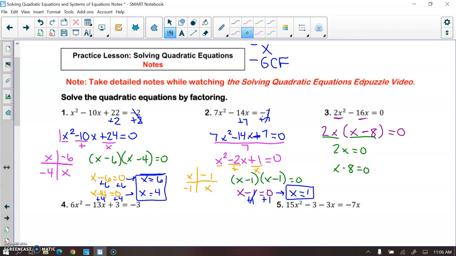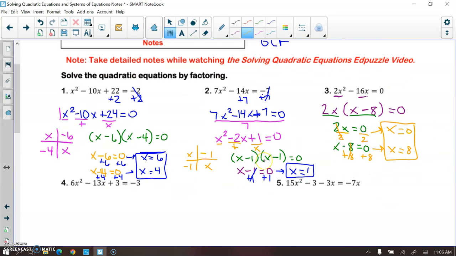So solving for x in both of these, in my first one I'm going to divide by 2 on both sides, and I get x is 0. And in my second one I add 8 to both sides, and I get x is 8. Now you could have done this with the box method if you divided everything by 2, and then your c, your constant, would just be 0 here. But I feel like GCF is a little bit easier for that one.